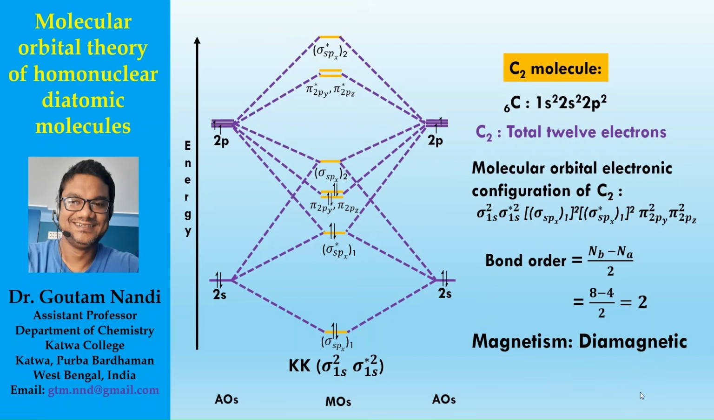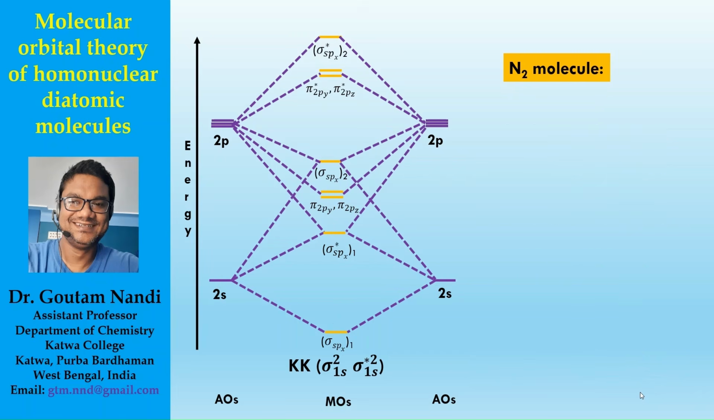Now let's go to the next molecule, and that is Ne2. Here also we have to consider the molecular orbital diagram with sp interaction.